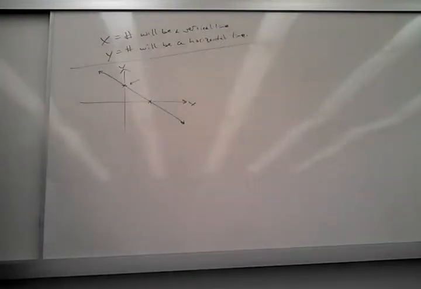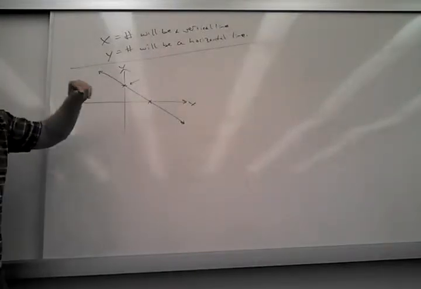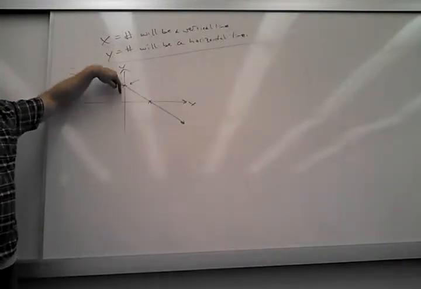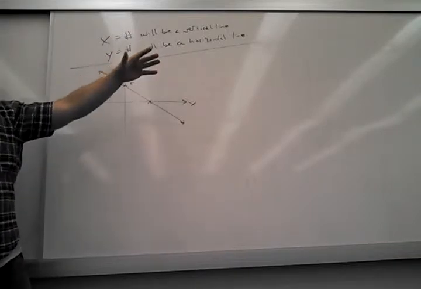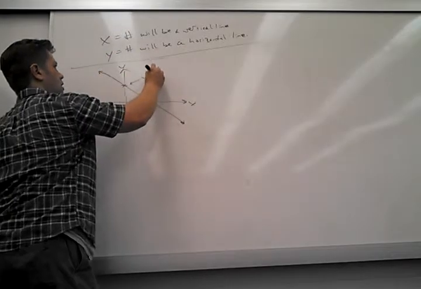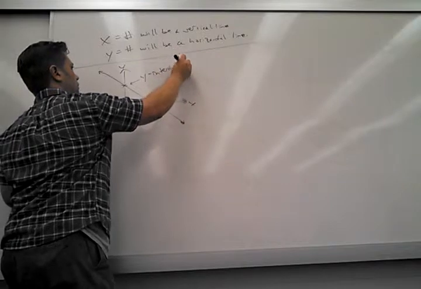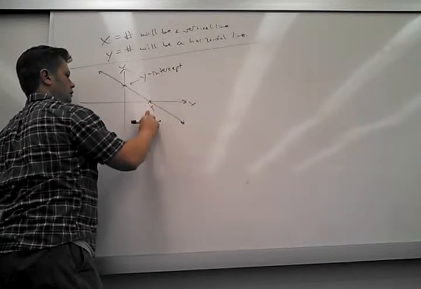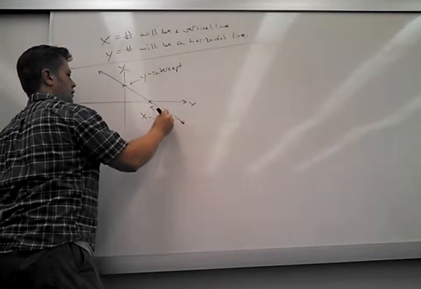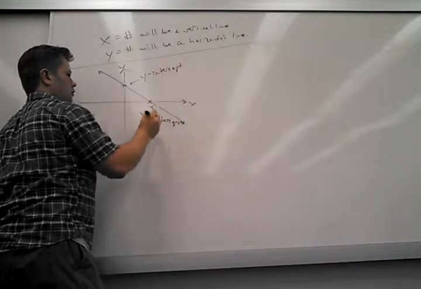So math people, being the remarkably clever people we are, we said that one intercepts the Y, so we're going to call it the Y-intercept. This is called the Y-intercept. This one's called the X-intercept. Crazy.